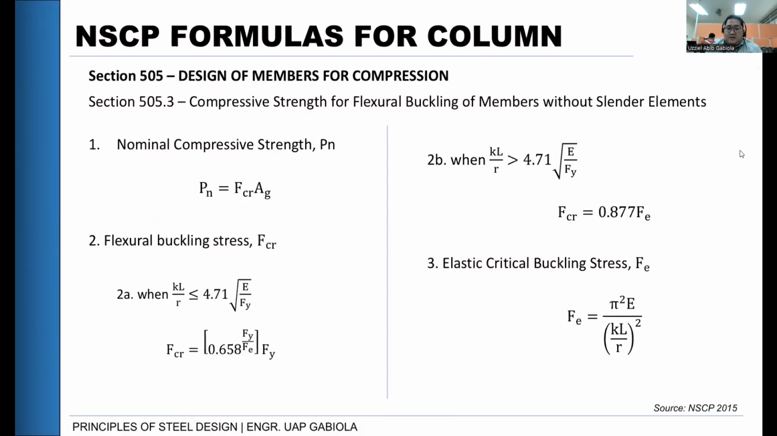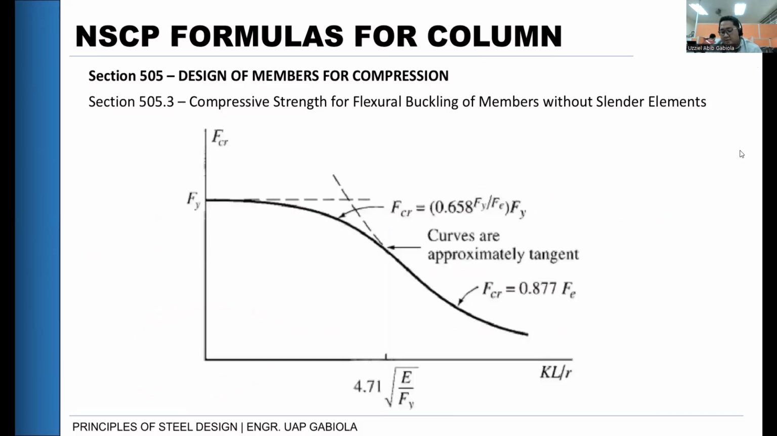Nilagay niya yan. Pag tingin mo dito sa flexural stress natin, meron siya ng dalawang value. So, meron siyang multiplier na isa for critical stress and another value for critical stress na to. Okay? So, bakit meron ng dalawang value? So, this is based from a graph or yung tinatawag nating buckling curve. Dito sa buckling curve na to, makikita nyo may KL over R ulit tayo.